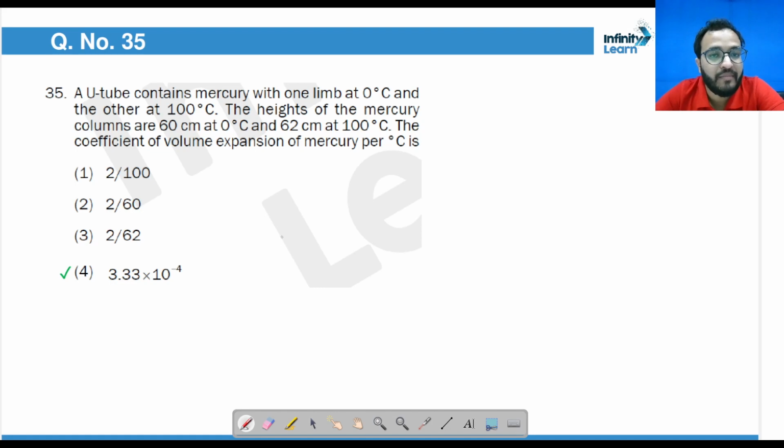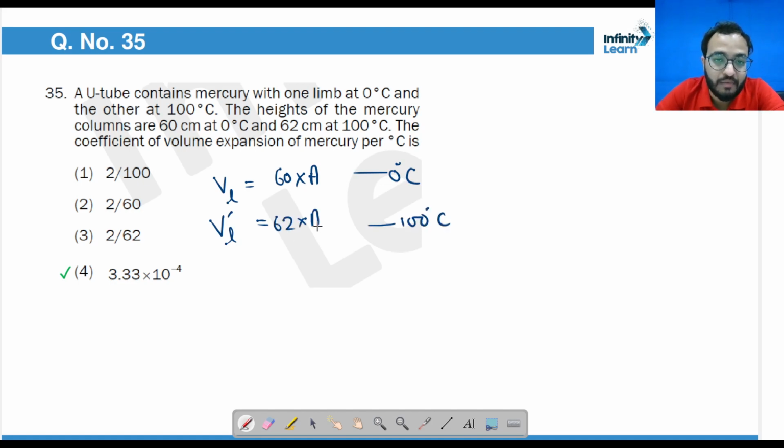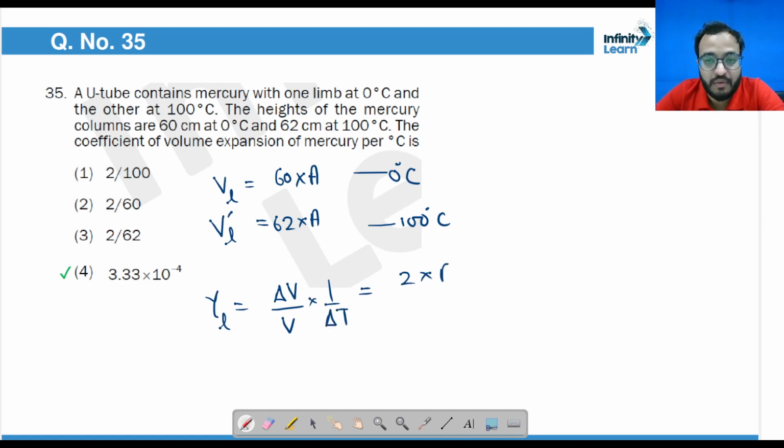Okay, so the container. They are technically saying that the volume of mercury at 0 degree centigrade is 60 into area, and the volume of mercury at 100 degree centigrade is 62 into A. The coefficient of volume expansion gamma L, again same thing, delta V by V into 1 by delta T. So 62 minus 60, that is 2 into A. Original is 60 into A. Change in temperature is 100. Got it? Fourth option will be the right answer.